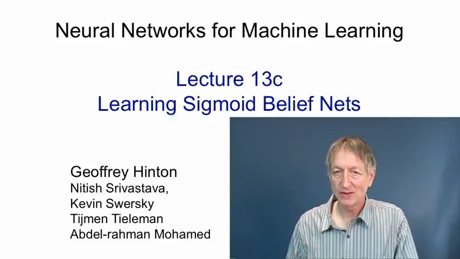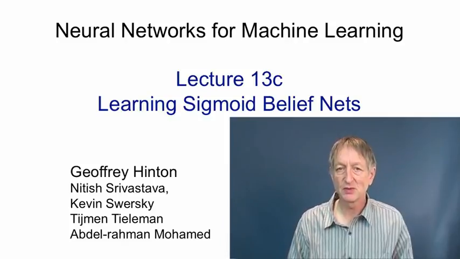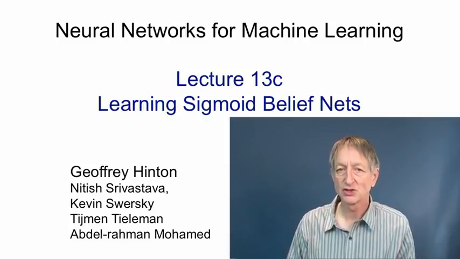The good news about learning in sigmoid belief nets is that unlike Boltzmann machines, we don't need two different phases. We just need what in a Boltzmann machine would be the positive phase. That's because sigmoid belief nets are what is called locally normalized models, so we don't have to deal with a partition function or its derivatives.